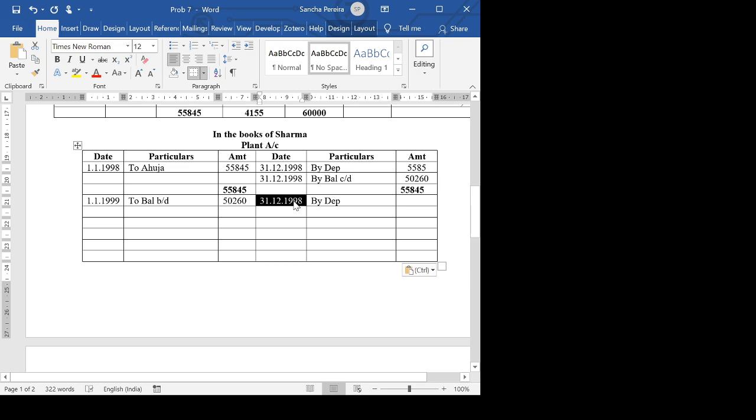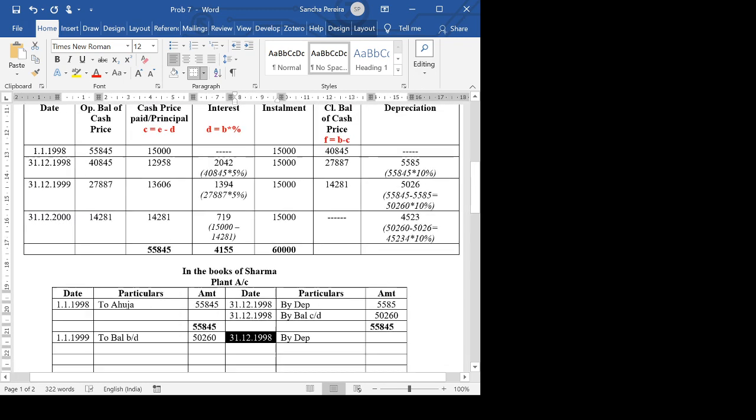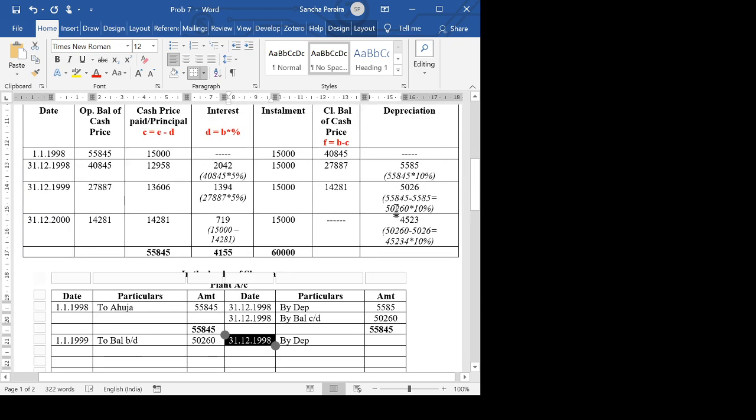Okay. Now look at depreciation. Suppose you had not done all this calculation. Now we had to calculate the depreciation for the second year. What we had to do? We had to take the original price minus the previous year's depreciation, get this, and then into 10%. Now if you don't do this, you can directly calculate depreciation based on this amount that you already calculated. So 50,260 into 10% is going to give me 5026.